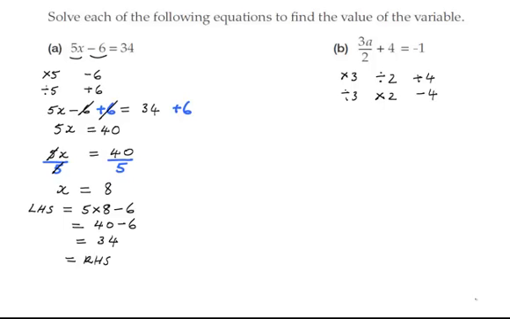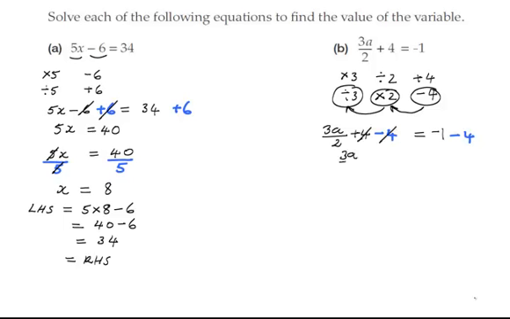Again, we can perform any of those inverse operations first, as long as we are careful, but it's much easier to do them in the order minus 4, and then multiply by 2, and then divide by 3. So we can subtract 4 from both sides of the equation first of all. What remains on the left-hand side, 4 minus 4 is 0. We have 3a over 2 equals, and on the right-hand side, negative 1 minus 4, negative 5.